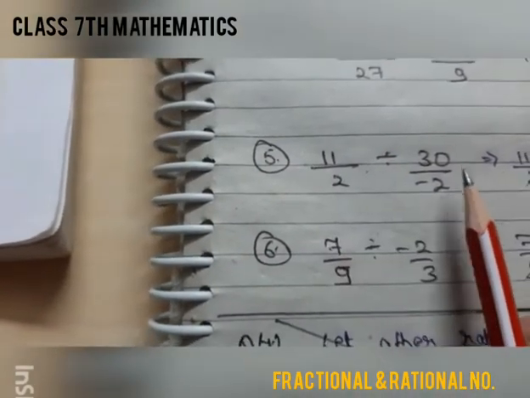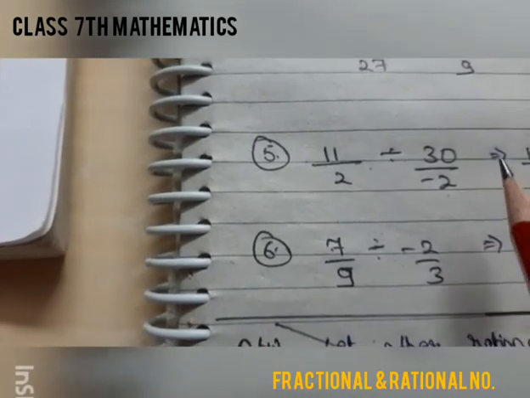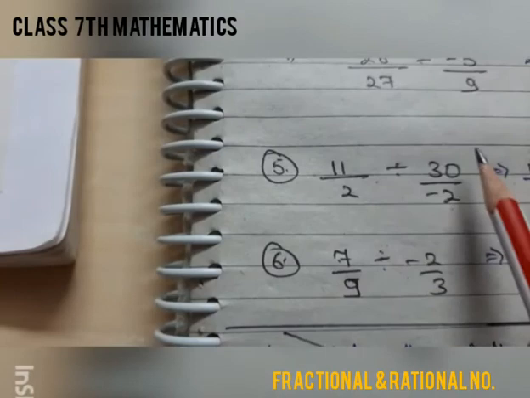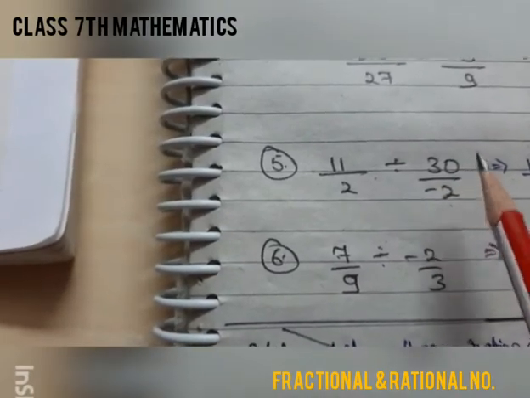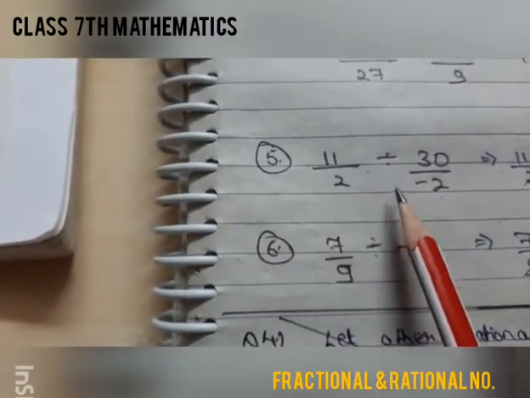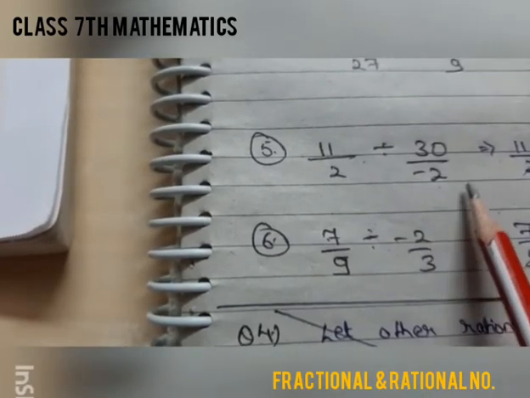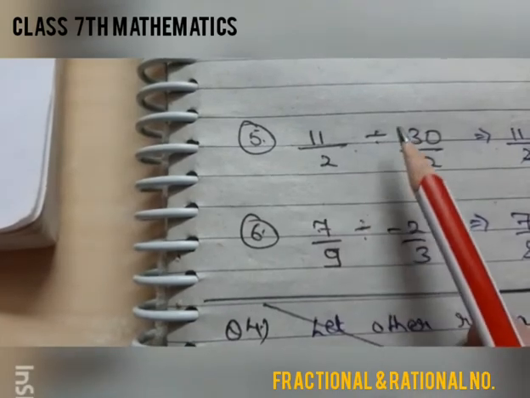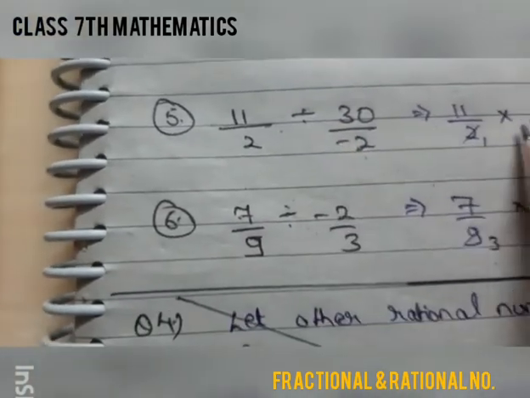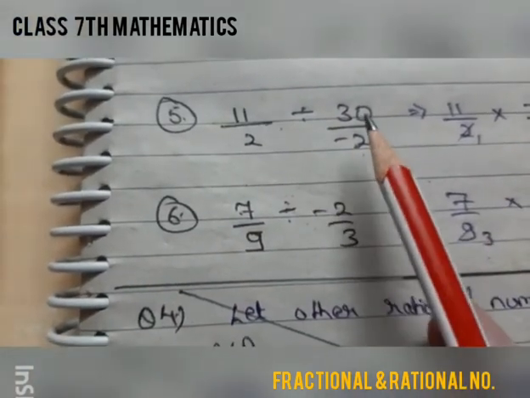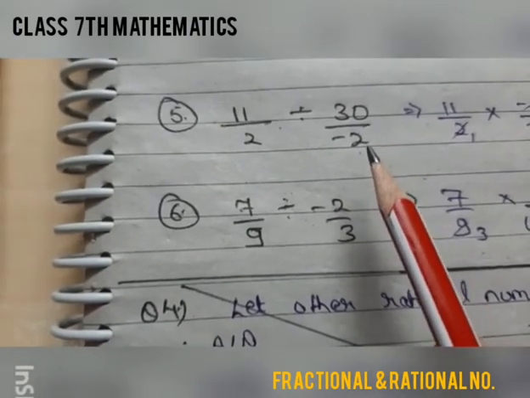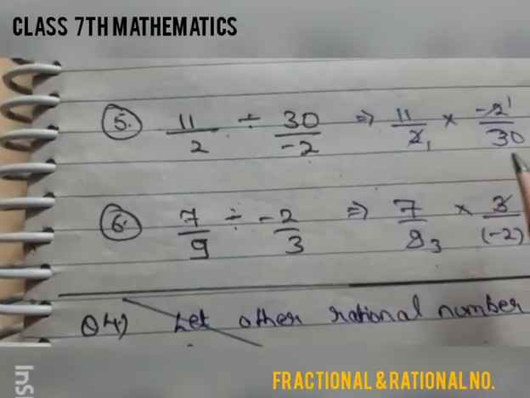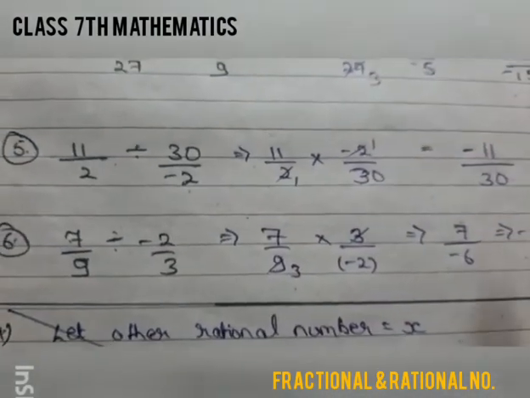Same is the second question. 11 upon 2 divided by 30 upon minus 2. Once again, first rational number into the reciprocal of the second rational number, or the multiplication inverse of the second rational number. Now the first rational number is 11 upon 2 multiplied by the inverse of 30 upon minus 2. The reciprocal of 30 upon minus 2 is minus 2 upon 30. Now when you solve it, you will get the answer minus 11 upon 30.